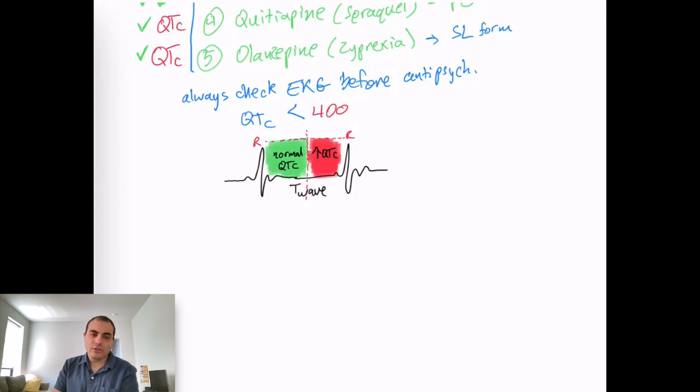Okay? So just quickly, when you look at the EKG, you're going to read it. It's going to be there. It's measured for you. But if it's not measured for some reason, you can just take the mid distance between the RR.